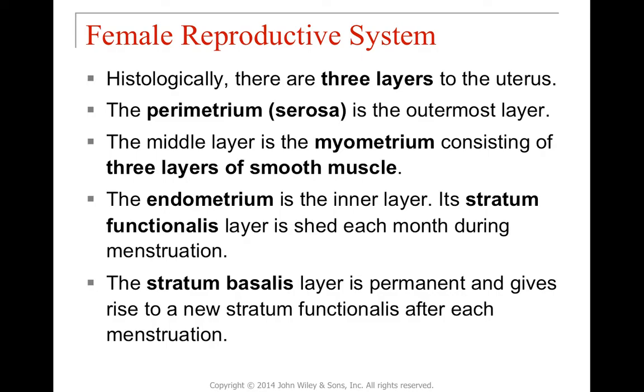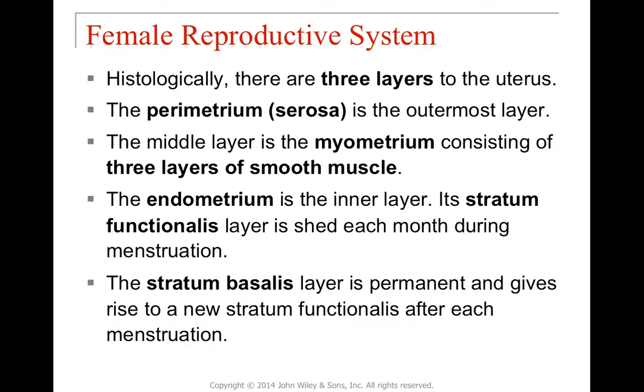So the uterus is going to have three layers. The serosa layer is called the perimetrium, that's the outermost layer. The middle layer is called the myometrium, and the myometrium has multiple layers of smooth muscle, which are going to help with contraction during delivery, etc. And the endometrium is that inner layer.